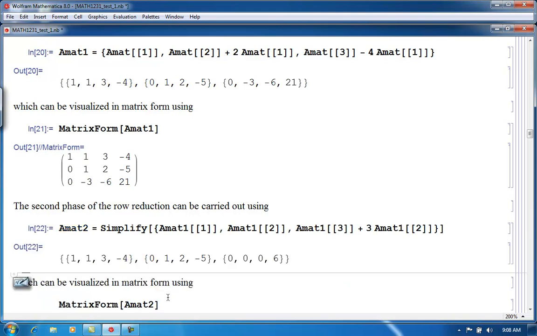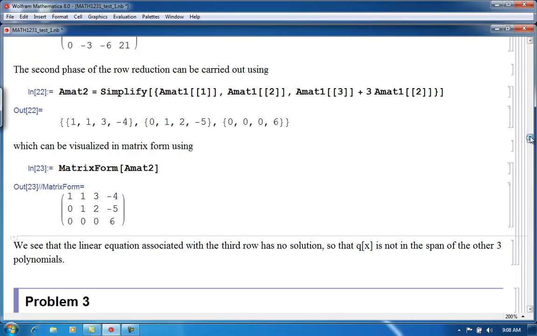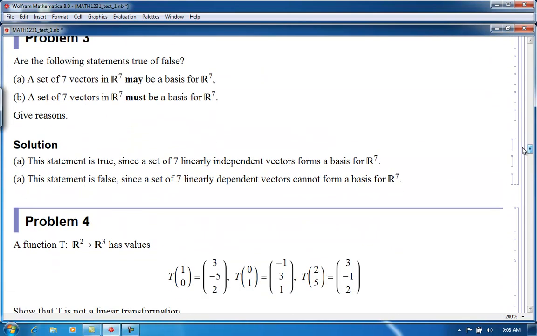And we look at that in matrix form using that, and we can see that the linear equation associated with the third row, which is the equation 0 equals 6, has no solution, so that therefore q of x is not in the span of the other 3 polynomials. Okay, let's go on to problem 3.